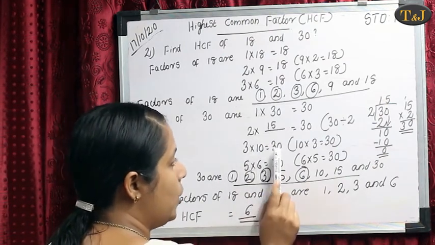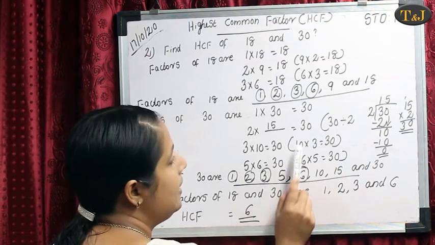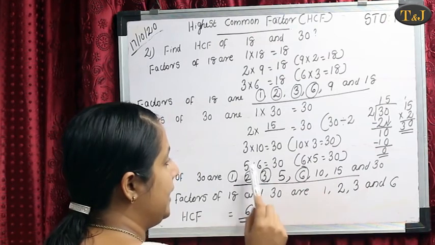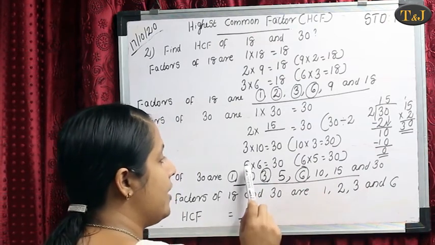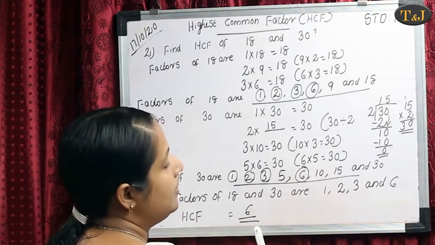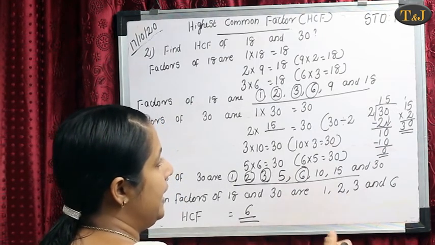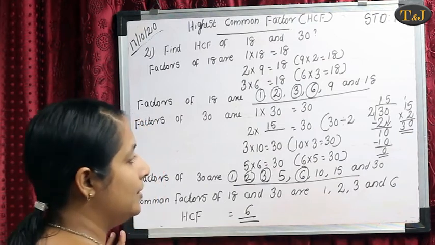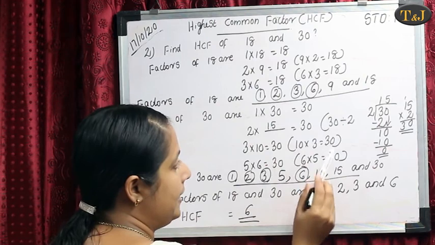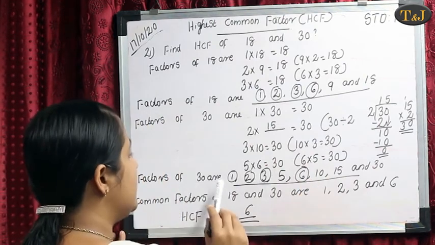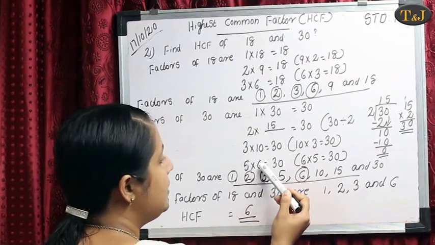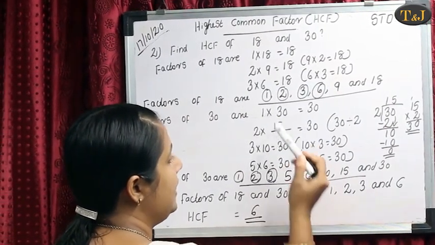Then in 3's table 3 10s are 30, and in return 10 3s are also 30. Then in 4's table no 30. Then 5's table 5 6s are 30, and in return 6 5s are 30. Then in 7's table, 8's table, 9's table there is no 30. Then 10's table 30 we already wrote. 10 3s are 30. So the factors of 30 are 1, 2, 3, 5, 6, 10, 15 and 30.